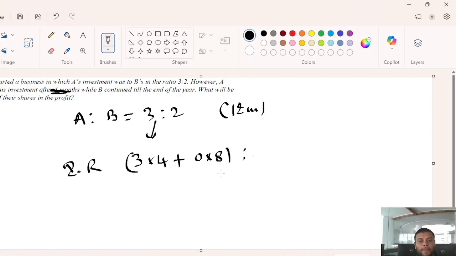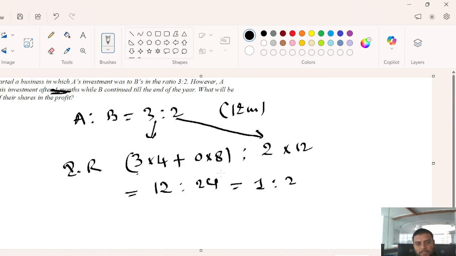That is to 2 rupees was the investment B side, guys. For the total 12 months, the 2 rupees will be continuing because the question says B continues till the end of the year. So investment ratio of A and B is 12 is to 24, that is 1 is to 2, which means one part will be given to A, two parts will be given to B.